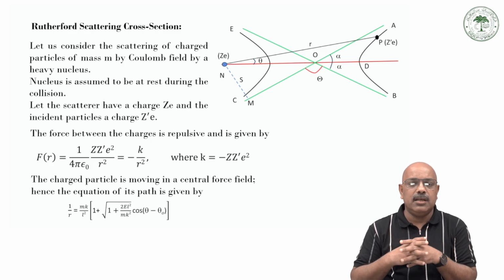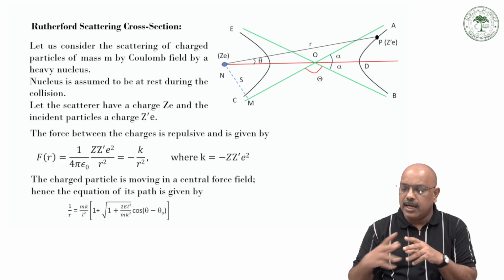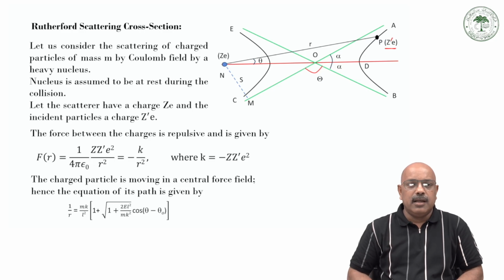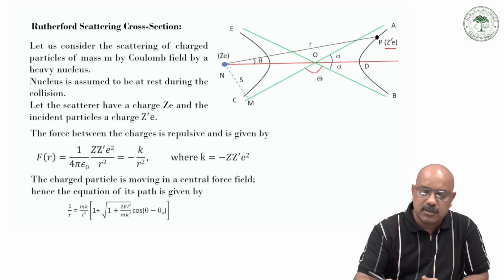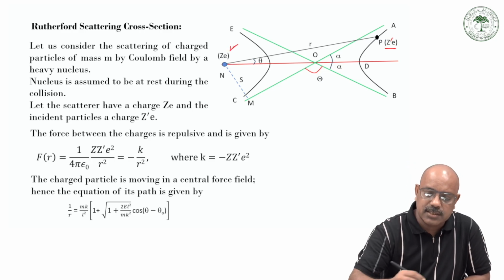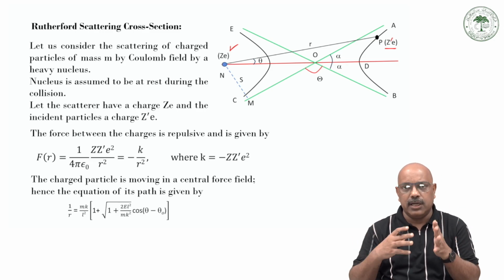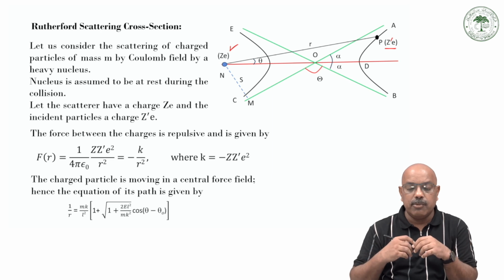In the case of Rutherford scattering, we consider the scattering of a charged particle, which is going to be the alpha particle of mass m, having a charge of Z prime e, in the Coulomb field of some heavy nucleus whose charge is Ze. The nucleus is assumed to be at rest during the collision. That means we are working in the laboratory frame.